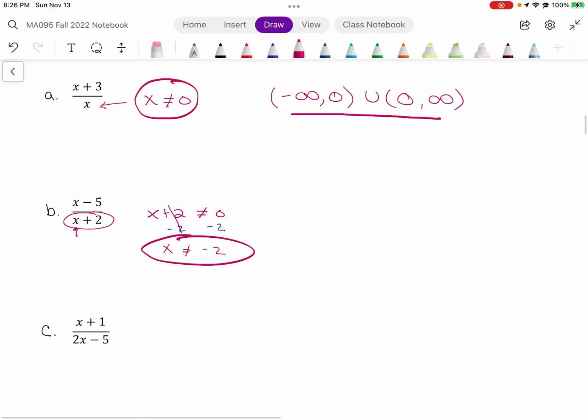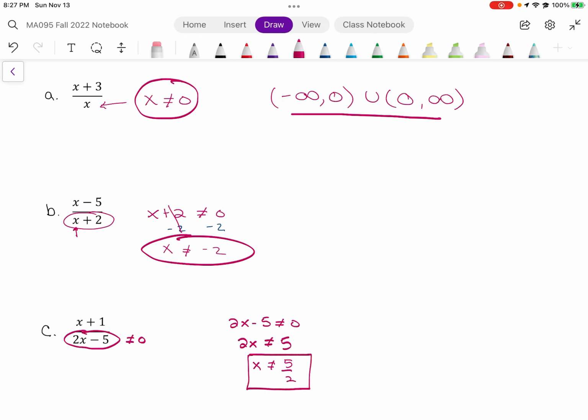All right, the next one, this part right here cannot equal 0. So let's set that up. 2x minus 5 cannot equal 0. Add 5 to both sides, and I get 2x cannot equal 5. Divide by 2, and I have x cannot equal 5 over 2. So our domain is all real numbers except for 5/2.